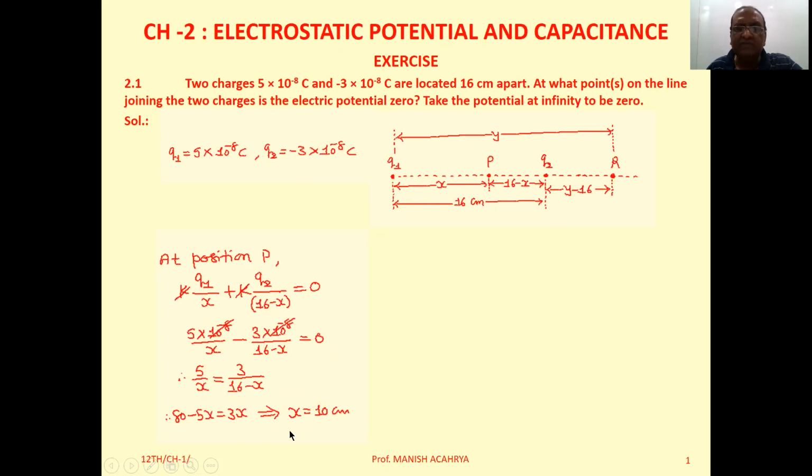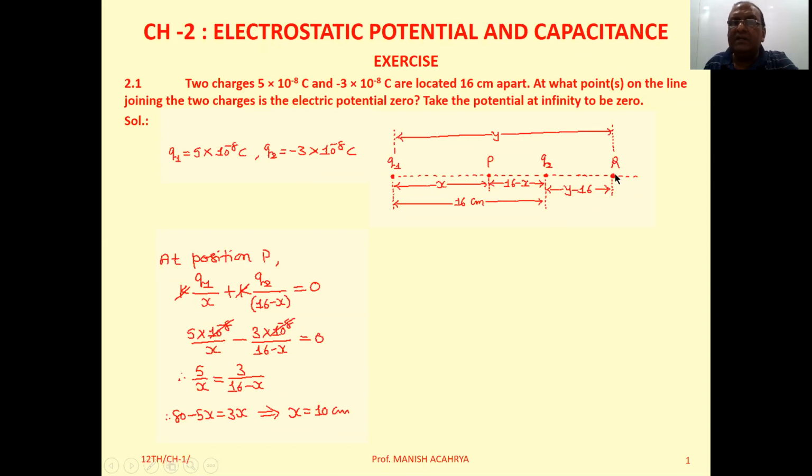Now solve this one. You will get the answer x equal to 10 centimeter. Means the point P between these two charges where the potential is 0 is located at 10 centimeter from charge Q1, or we can say it is at 6 centimeter from charge Q2. Clear up to this? Now another point where the potential is 0 is outside the two charges.